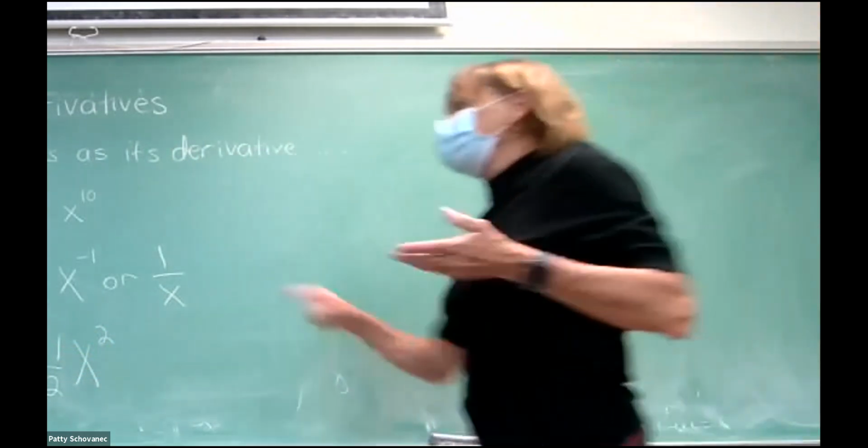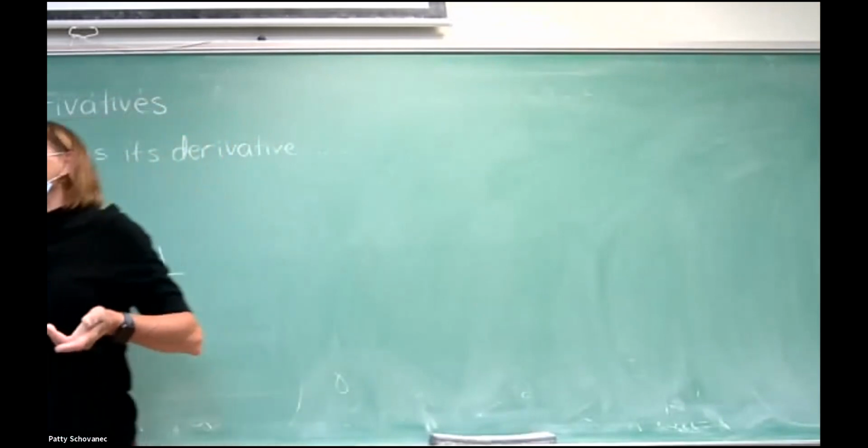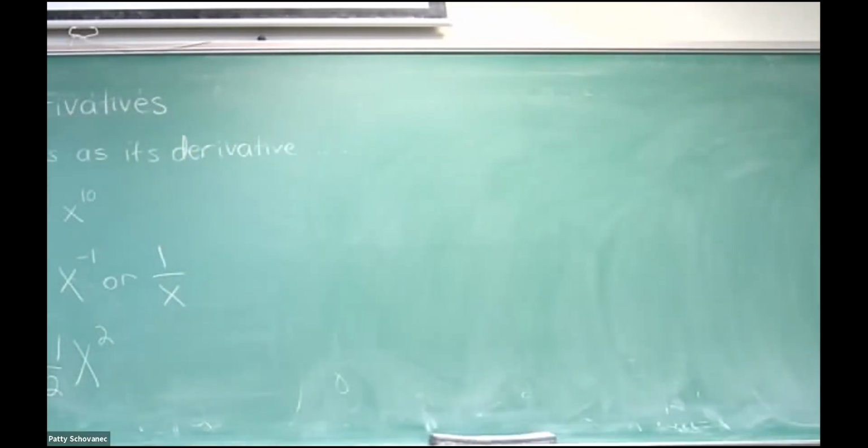Now I'm going to ask you, is this the only thing whose derivative is 10x to the 9th? Give me another one. X to the 10th plus a number, right? Because the derivative of the number is going to be 0. So if I said, what function has as its derivative 0, you would have to tell me some number, right? Some constant.